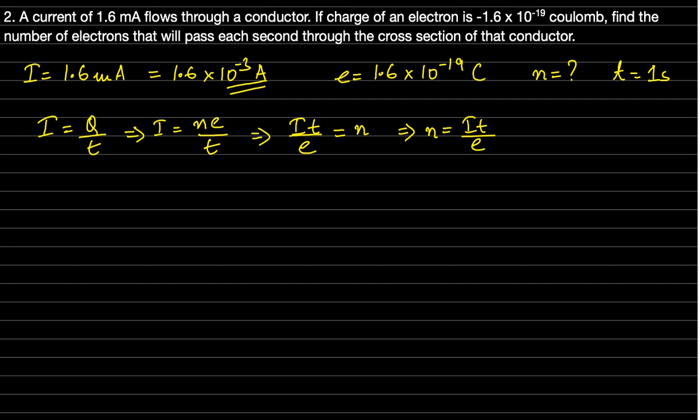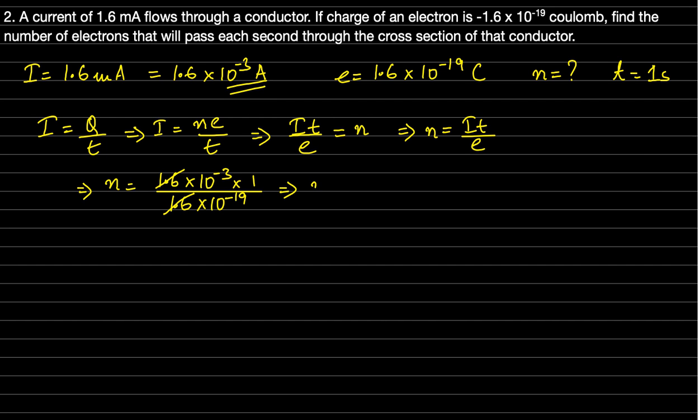So now that we have got this, we will be substituting the values. So N will be equal to I is 1.6 into 10 to the power of minus 3 into time is 1 second divided by E is 1.6 into 10 to the power of minus 19. I can cancel 1.6 and 1.6. 10 to the power of minus 19 goes to the numerator, becomes 10 to the power of plus 19.